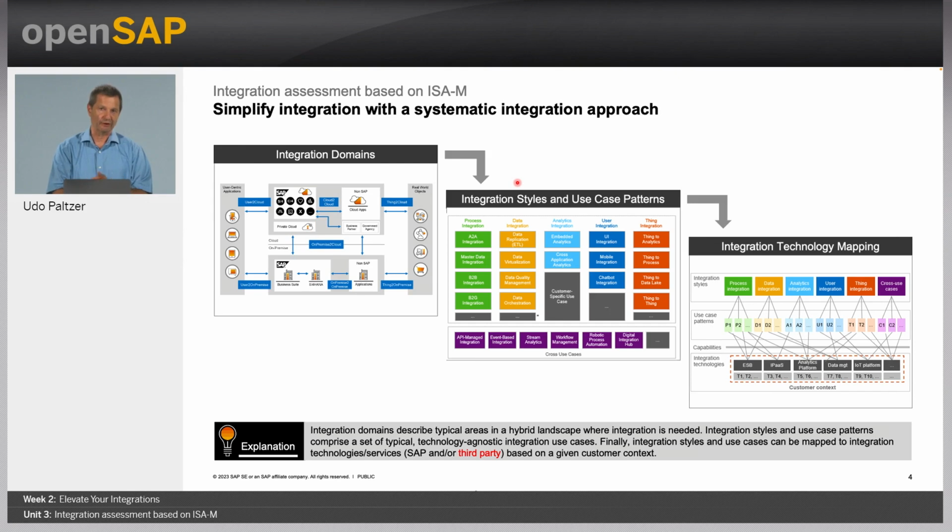For example, for process integration, we have as typical use case patterns A2A integration, application-to-application integration, B2B integration, integration with business partners, and integration with government agencies, B2G integrations, etc. There are also cross-integration use cases, for example, API-based integration and event-based integration, and these integration use case patterns can then be broken down into the technology mapping, with the recommendations for which of these use case patterns which integration technology shall be used.